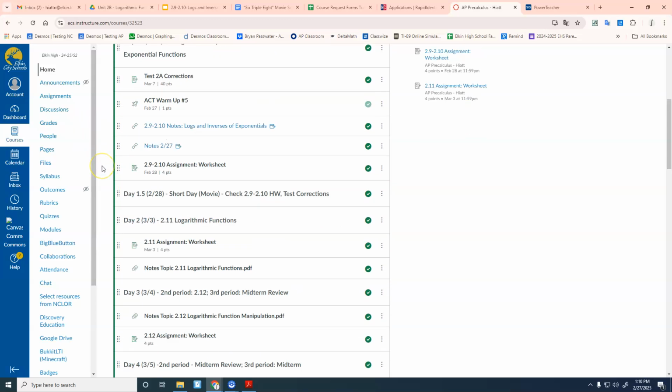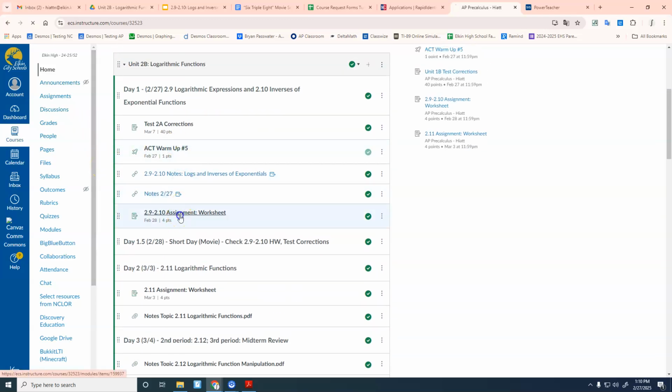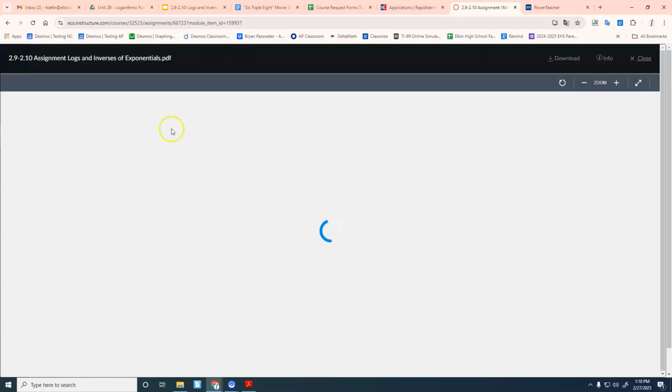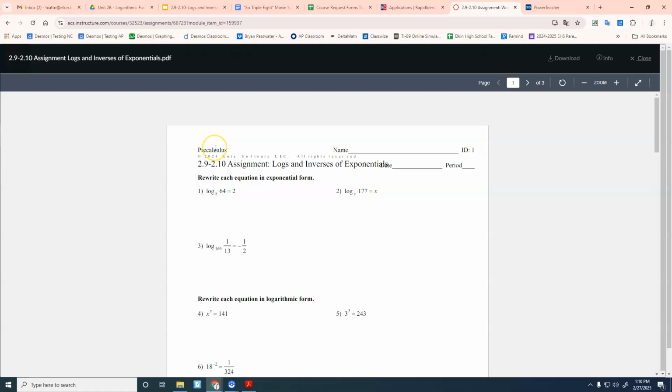So it is on Canvas right here. Just click on it. Open it up. It doesn't have a separate one with the answer key. Oh, I almost forgot. Test corrections. Please put them in the box for me. If you already stapled, it's okay, but paper clip them instead of stapling them. If you already stapled, it's fine. I'll take them back apart.